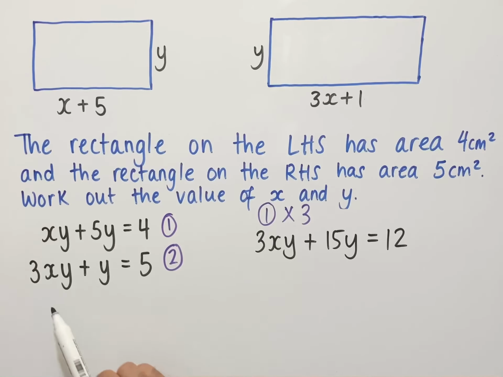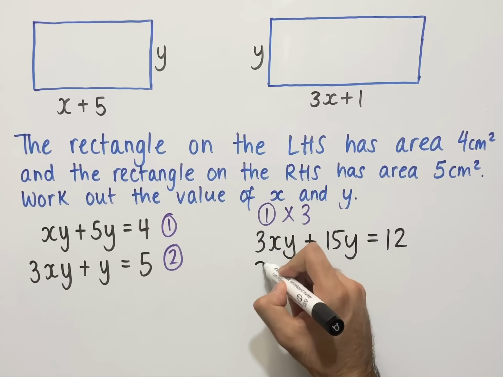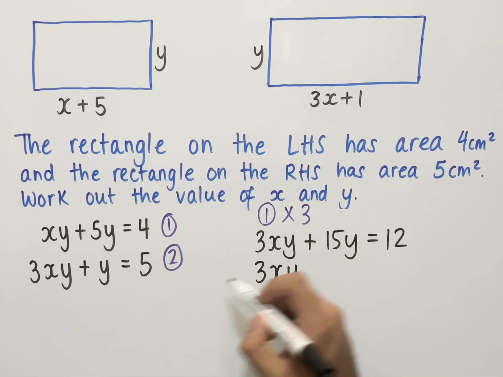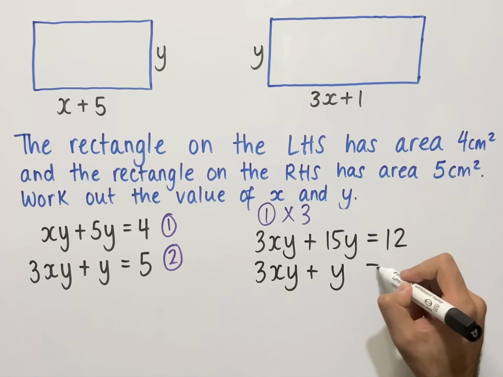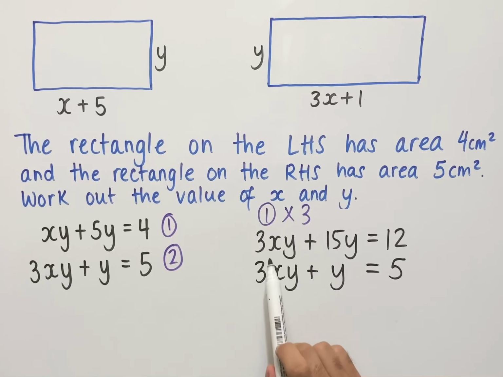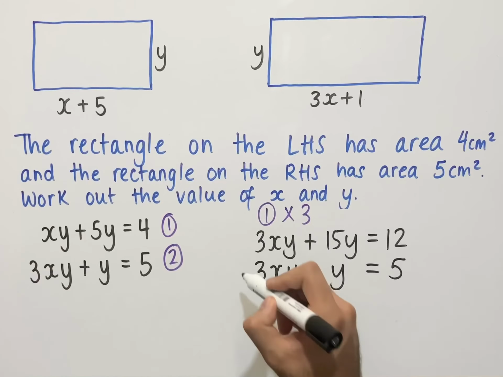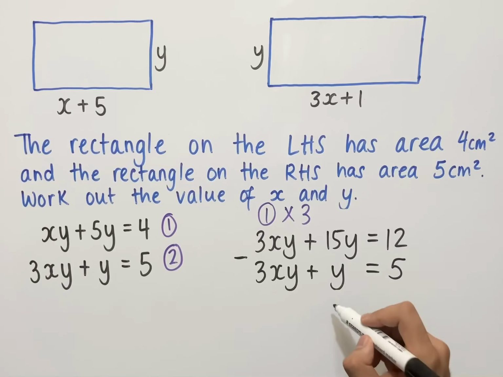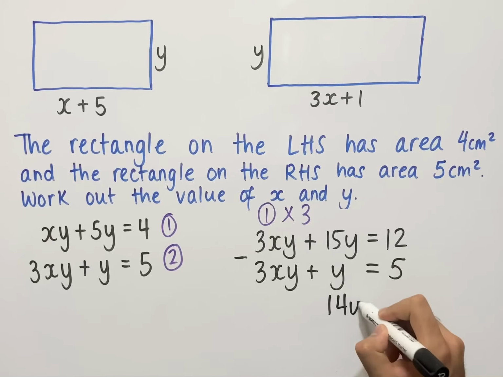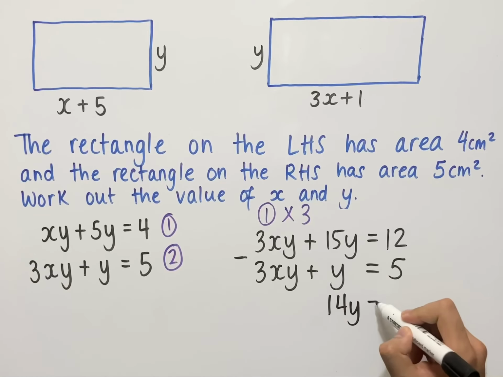Now, if we write the second equation underneath, we've got 3xy plus y equals 5. If we take away both equations from each other, then the xy's will cancel. So if we do that, we get the following. 3xy minus 3xy is 0, so we don't need to write anything. 15y minus y is equal to 14y. And 12 minus 5 is equal to 7.